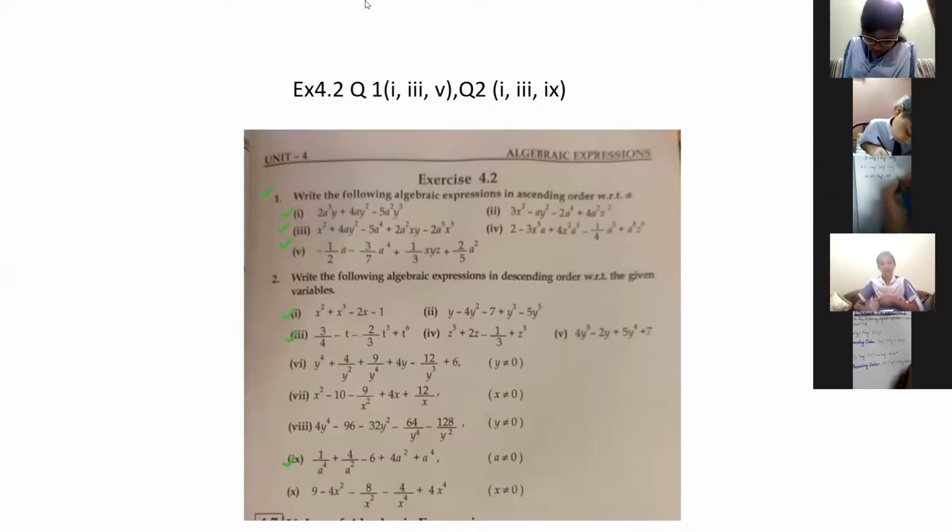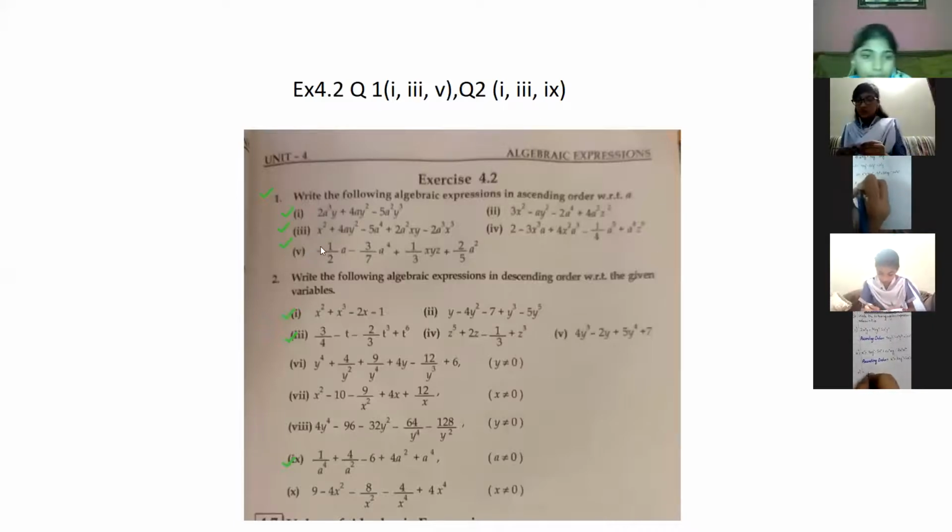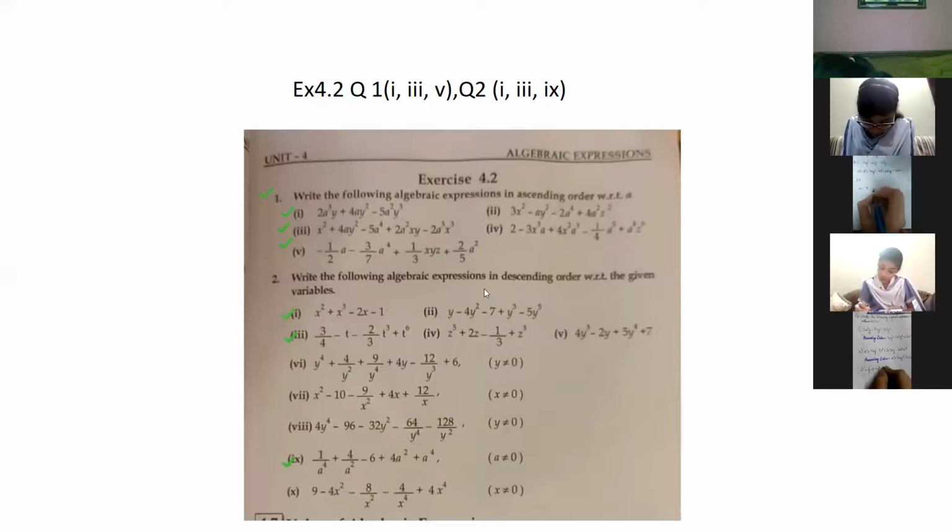Now, next turn. Any confusion, student? Okay, next one is Sheroz, who is raising his hand. Then Sumayya is also raising her hand. Very good. Yes, Sheroz. Bit number 3. Miss, x square plus 4ay square plus 2a square xy minus 2a cube x cube minus 5a raised to the power 4. Very good. Raised to the power. Excellent.